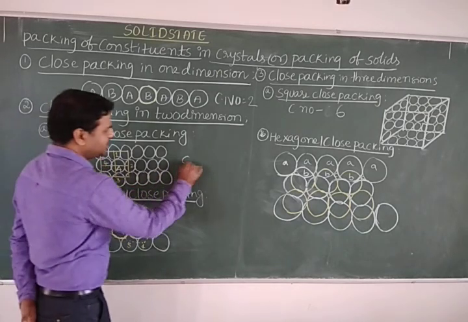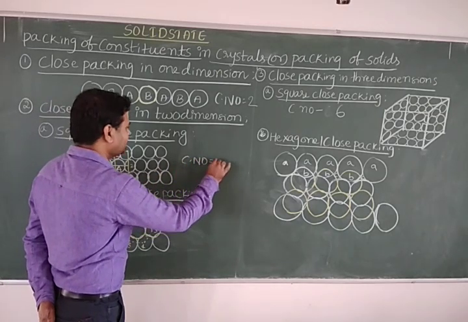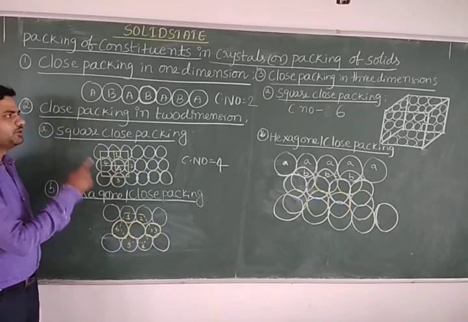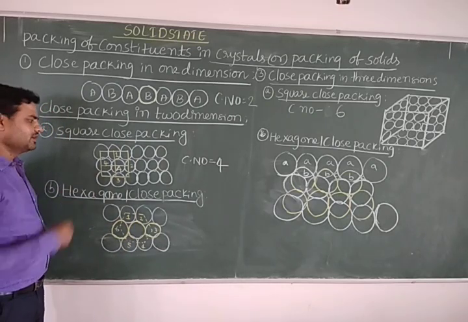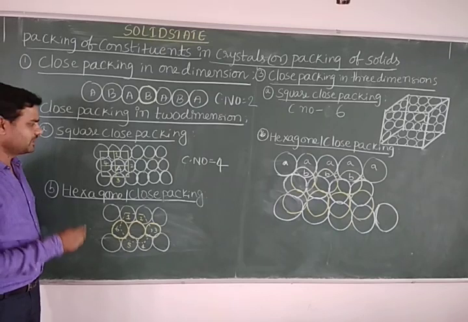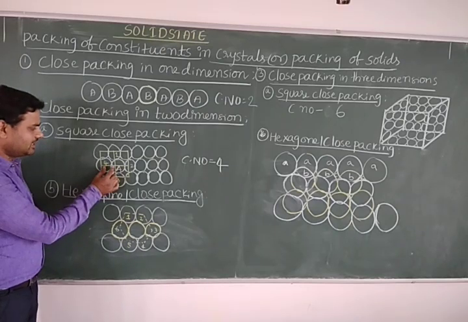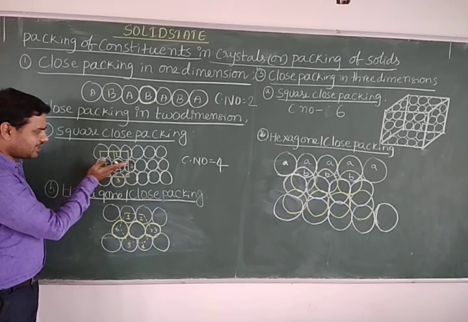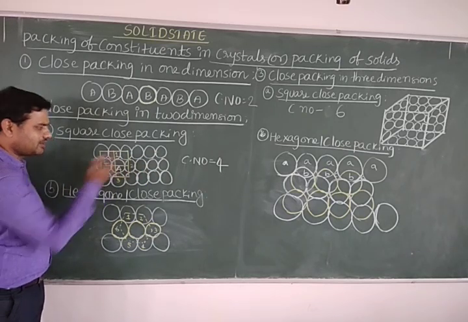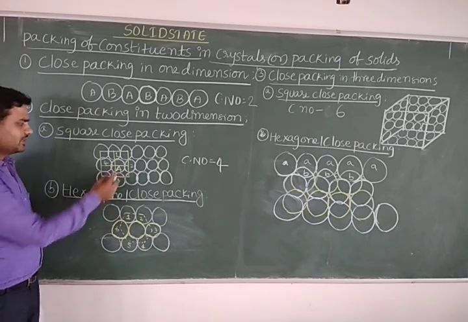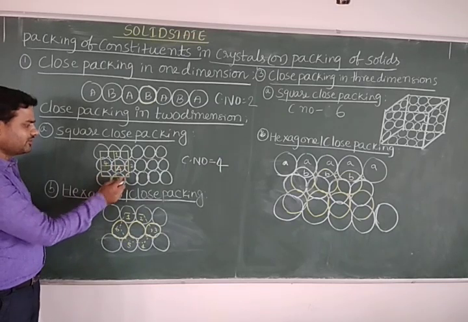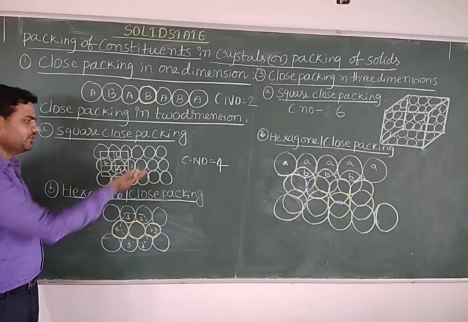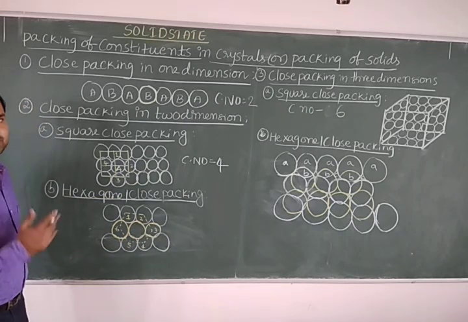Therefore, what is the coordination number in this type of close packing? 4. In case of square close packing of 2 dimension, what is the coordination number of each atom? 4. Once again I repeat that. See that first row atoms are exactly on top of the second row atoms. Each atom is surrounded by how many atoms? 4 neighboring atoms. Therefore, what is the coordination number?